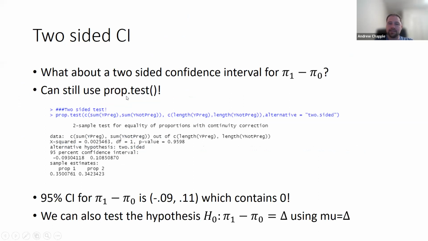I can use prop.test to get a two-sided confidence interval too here for this. I'll do alternative equals two.sided. And you can see that here, 0.09, 0.10. Okay, this is my proportion.